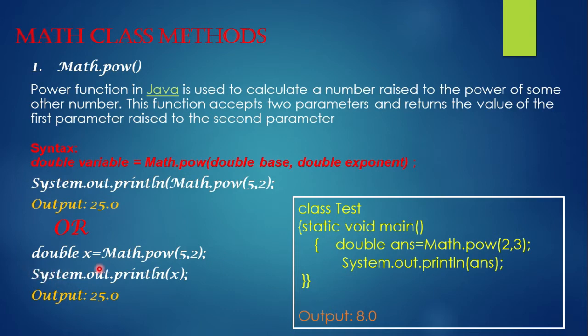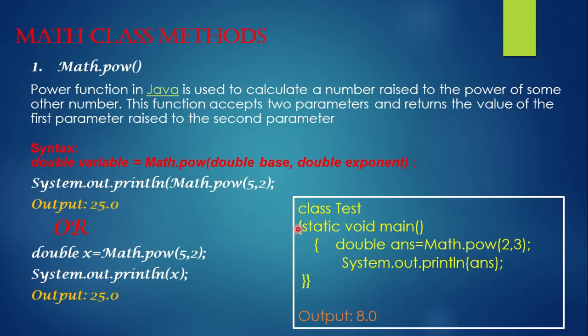Now you can write this another way also. In a program, double x is equal to math.pow(5, 2). Then you have stored the value that this function returns in x. So I am printing that x. Then the output will be 25.0. So this is the first method, this is the second method, and a complete program I have displayed over here.